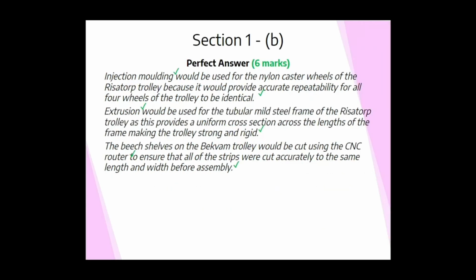A perfect answer would look like this. You can easily write 3 simple explanations, making sure you refer to the product in every explanation to pick up 6 marks there. So we've talked about 3 different processes: injection moulding, extrusion, and CNC routing. And I've given an appropriate justification using identifying features to gain the 6 marks there. And that is how you would answer a section 1B question.